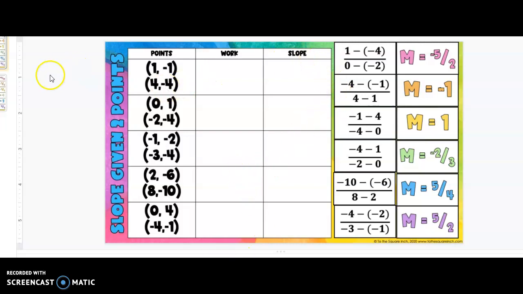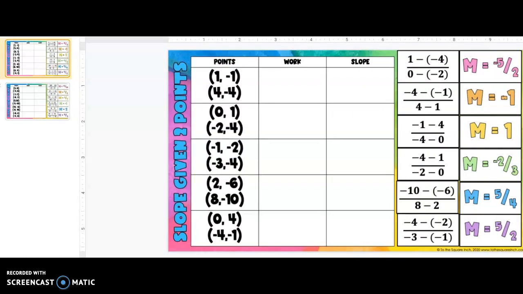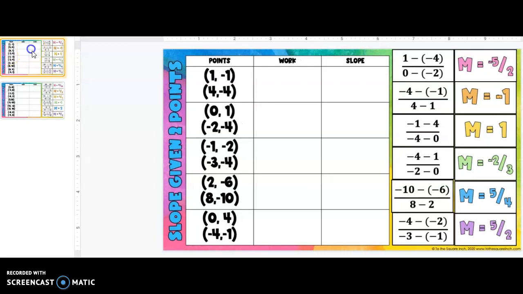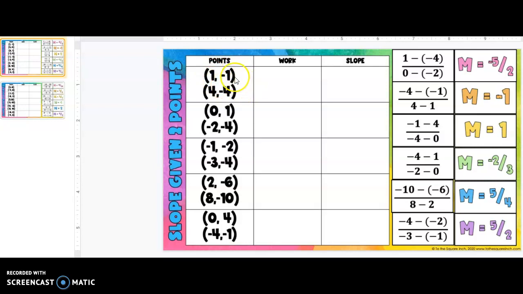Anyways, today we're going to review slope, and I tried to make it as easy as possible for you. You have an assignment that has 2 slides. It's on Google Slides. You'll each get your own copy. I'm scrolling over so you can see slide 1, slide 2. So what you have on each of these is 2 points. So you have (1, -1) and (4, -4). Okay? So you need to find the work that matches up with that.